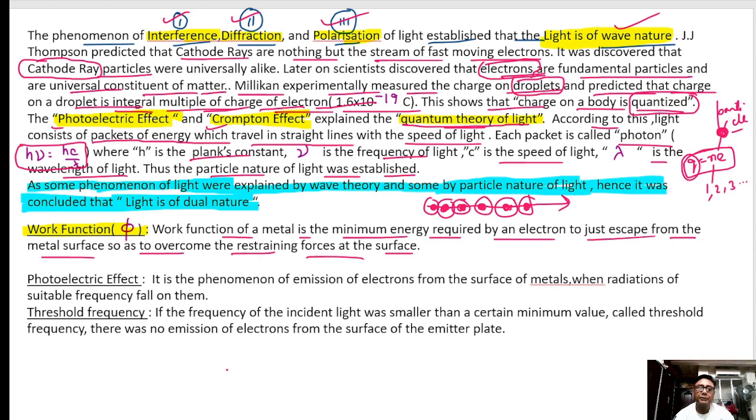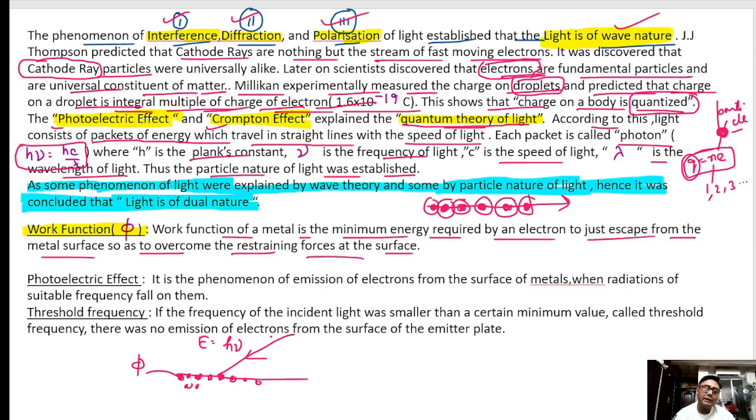For example, this is a metal, okay? So there are many electrons on the metal surface. Let us talk about the metal surface. When light having some energy is falling on this surface, now suppose these electrons are bound with an energy this much.